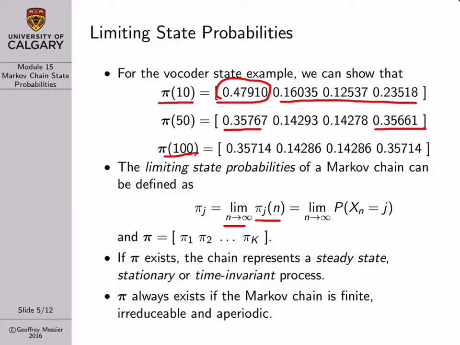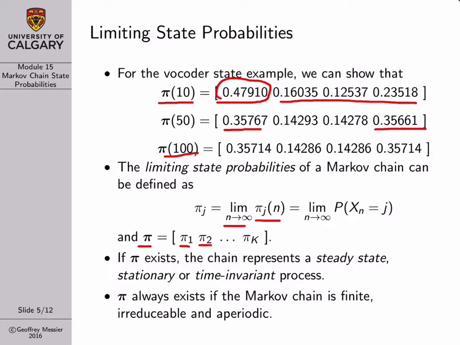And we represent these limiting state probability vectors just by the vector pi, where we're no longer showing pi as a function of n, because we assume that we've gone essentially an infinite number of time steps. And so the individual limiting state probabilities for each state are just pi 1, pi 2, and so on. If the limiting state probabilities exist, and they don't always, then we say the Markov chain has a steady state. We say it's a stationary Markov chain, or that it's time invariant.